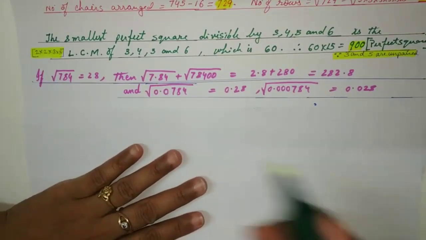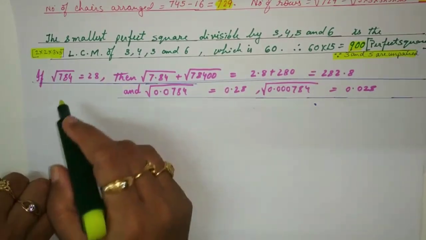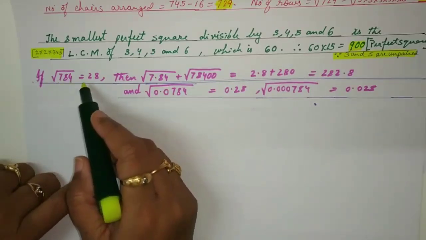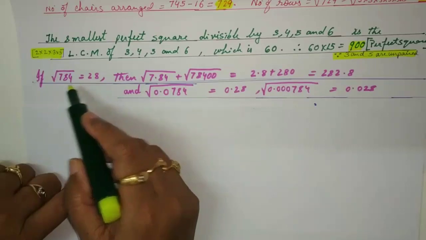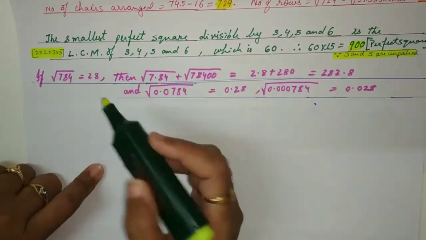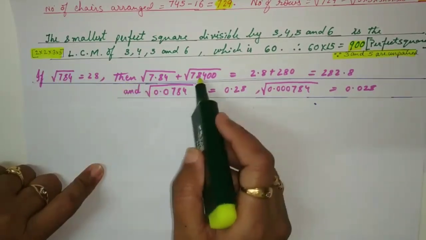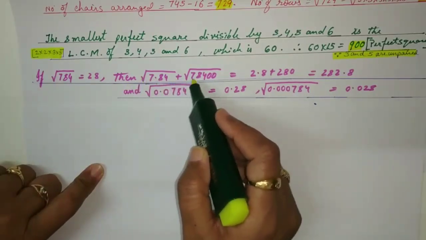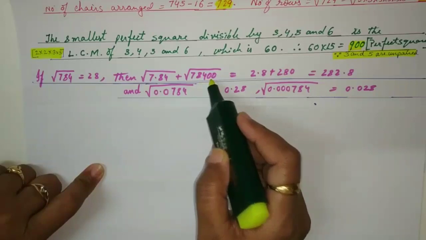One sum of this type. If in the question itself it is given that under root 784 is equal to 28. This is given to you in the question. Then what would be the value of under root 7.84 plus under root 78400?